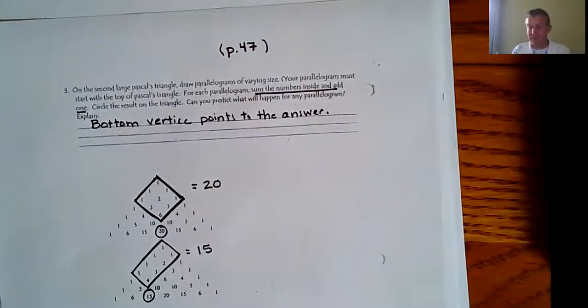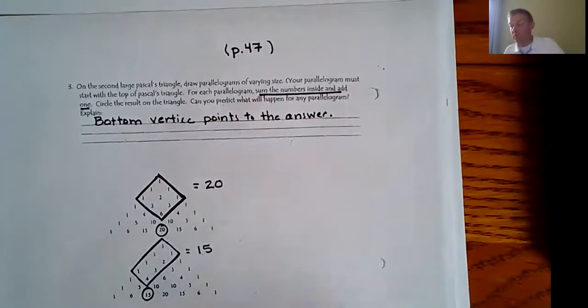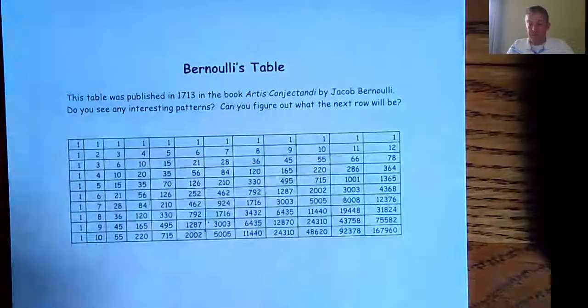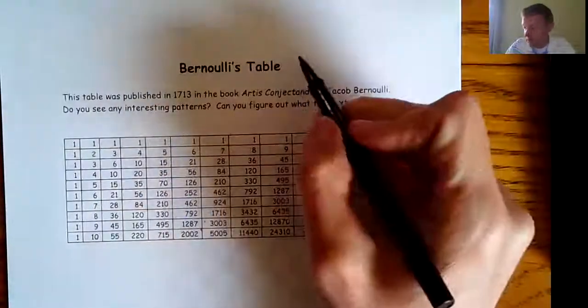All right. You're now experts on Pascal's triangle. Let's talk about your homework. You have 2 questions to do for homework. First is called Bernoulli's table. This is on page 50.